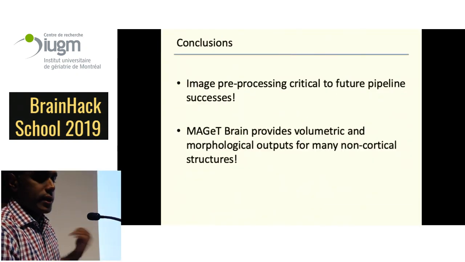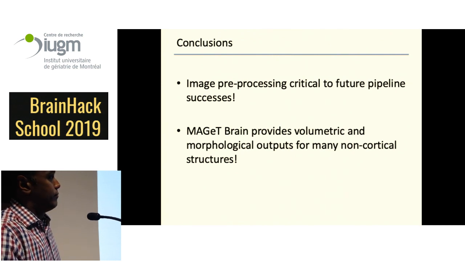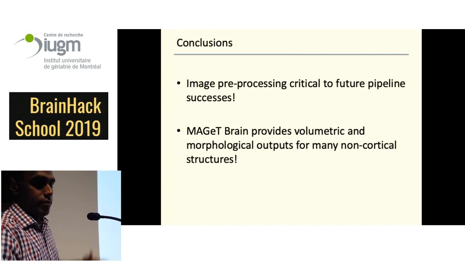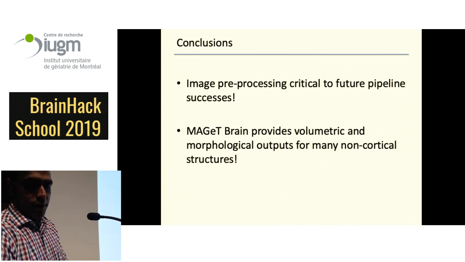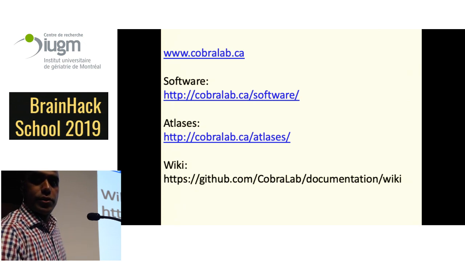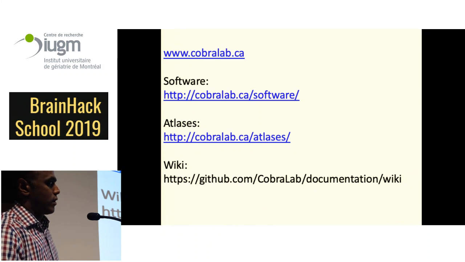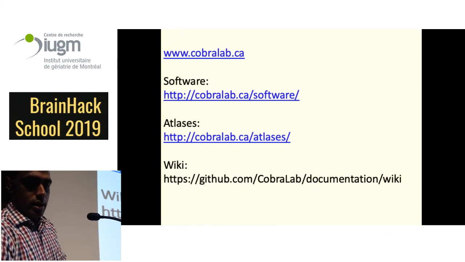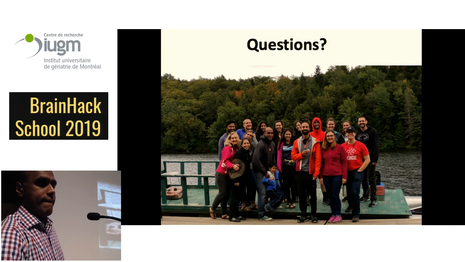So just some conclusions. Image preprocessing is great. You should do it. It'll help your downstream outputs. And then MAGeT Brain can really help you with your volumetric and morphological outputs for non-cortical structures. A lot of this stuff can be found here. And I'll give the slides to Pierre so you can go and look at them. If you look up Cobra Lab, a lot of this stuff is linked off our lab website. And with that, I'll be happy to answer any of your questions. Thanks a lot.